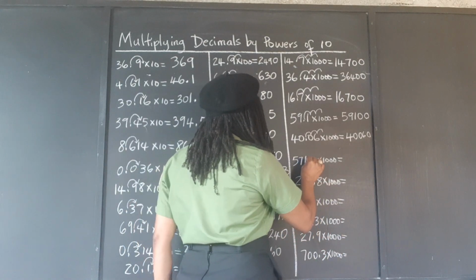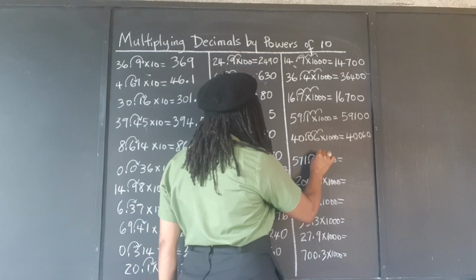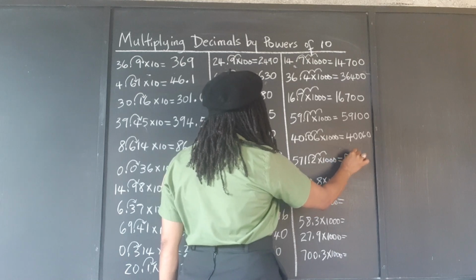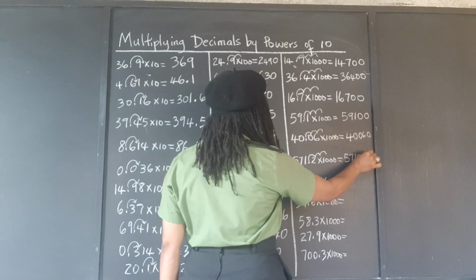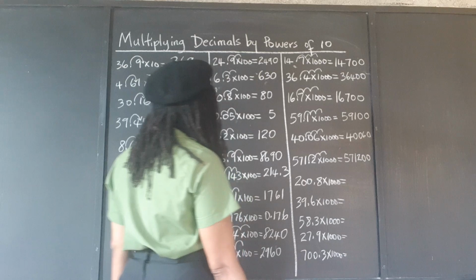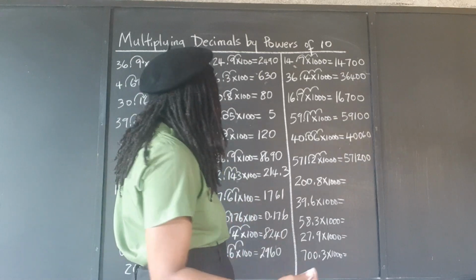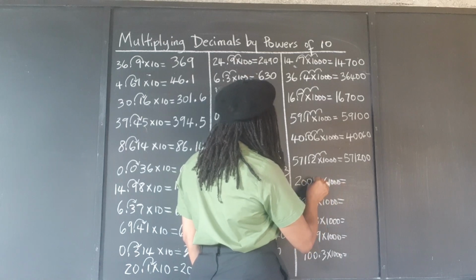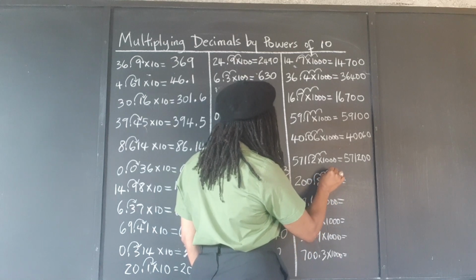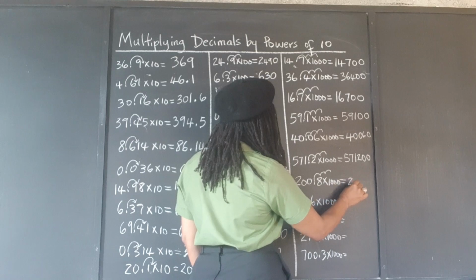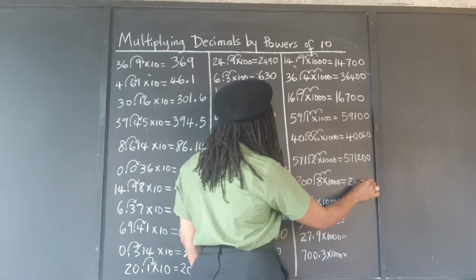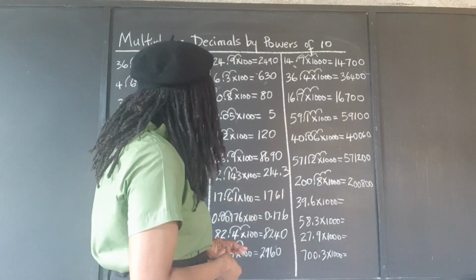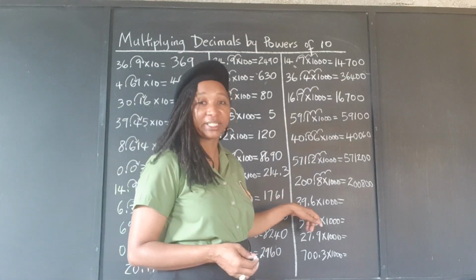571.2 times 1,000. Let's move 3 places. 1, 2, 3. We're going to add 2 zeros there. 571,200. 200.8 times 1,000. That's 1, 2, 3. 200,800. Alright, we're winding down.